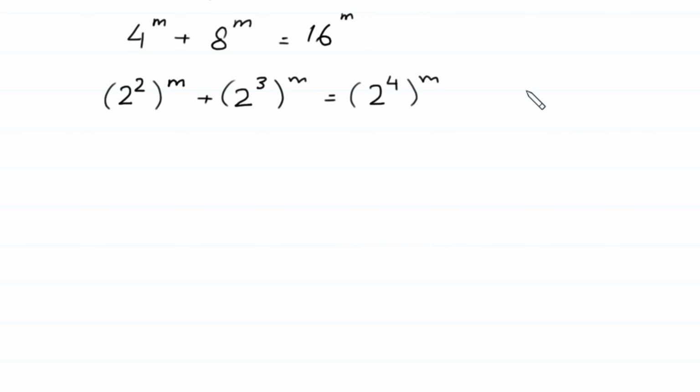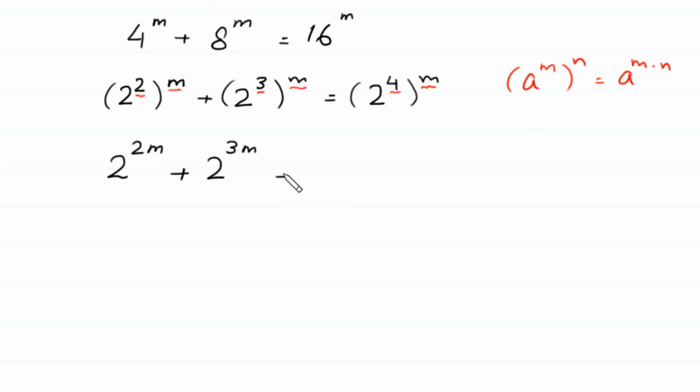Now according to this property of exponents, a to the power m, whole to the power n, is equal to a to the power m times n. This power 2 will be multiplied by this power m, this power 3 will be multiplied by this power m, and this power 4 will be multiplied by this power m. Like this, 2 to the power 2m plus 2 to the power 3m is equal to 2 to the power 4m.